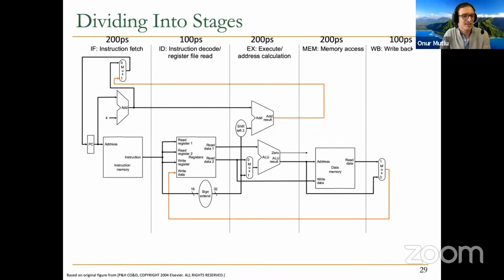Now let's divide this into stages. Okay, let's say instruction fetch, instruction decode, register file read, execute and address calculation, memory access, and write back. And this is my division of combinational logic. Somehow I divide it so that fetch, execute, and memory take 200 picoseconds, and decode and write back take 100 picoseconds. It's not a perfect division, as you can see, right? But it's one division that I made. And there's also a register file right over here.